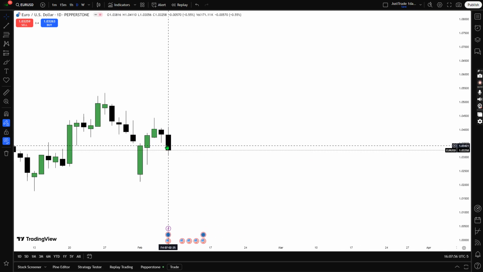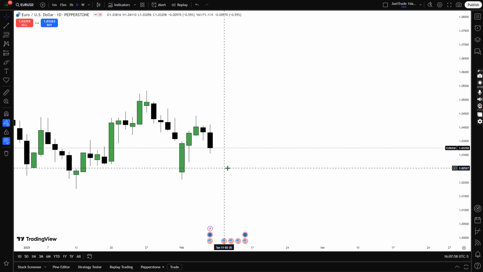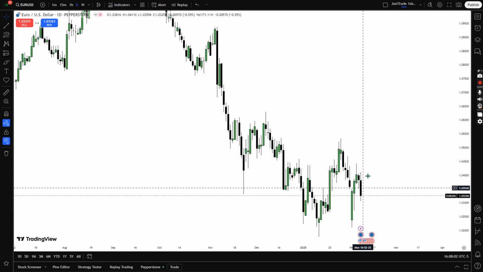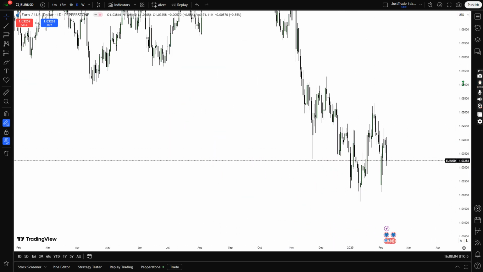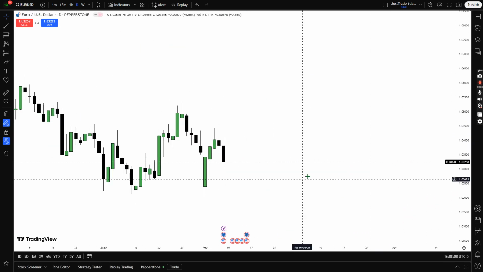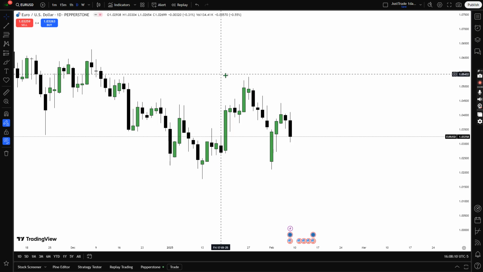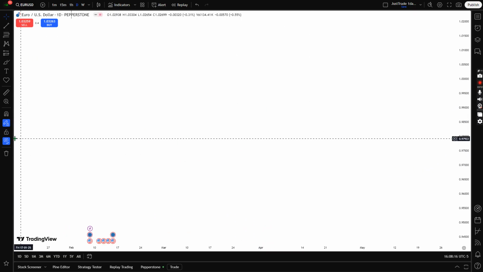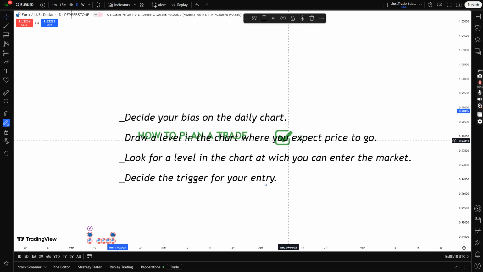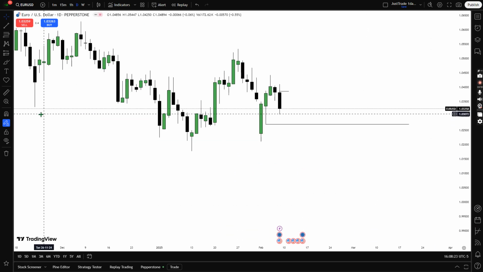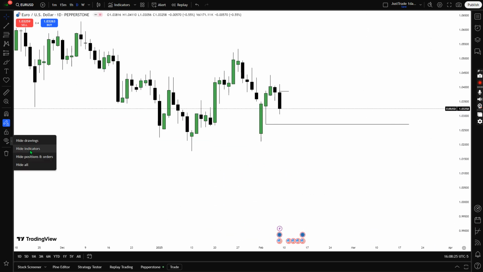So we see the market has started moving down. So, overall it was moving down. I am bearish still. I think the bearish move is coming to an end, but it's not ended yet. So I am bearish. I want to be short. I want to sell the market. Now let me find a level where I expect the price to go, as we wrote right here. Draw a level in the chart where you expect the price to go. Now let's look at this level, what we want it to be.